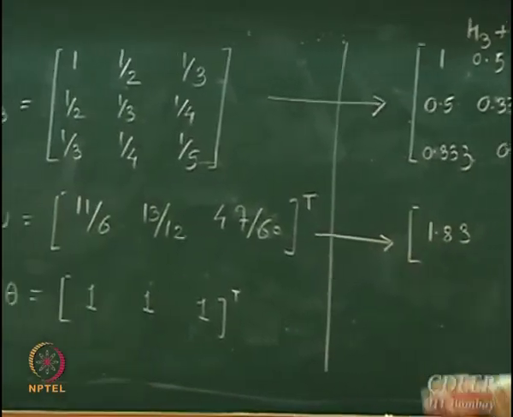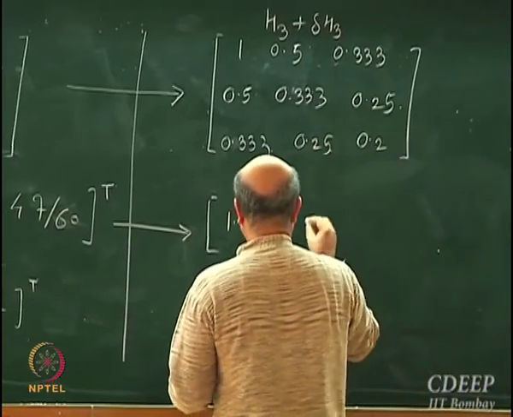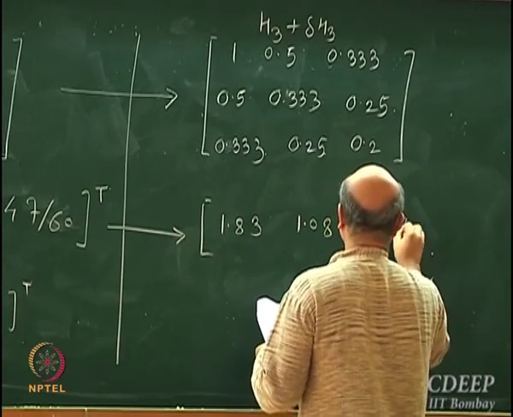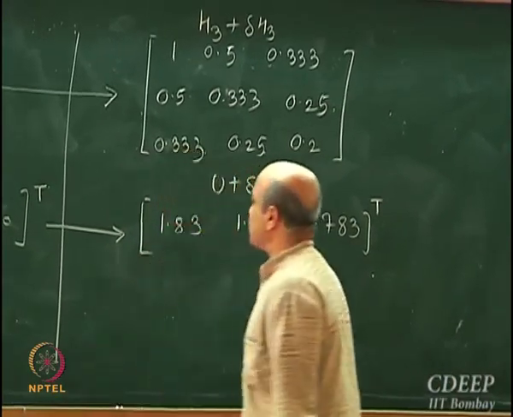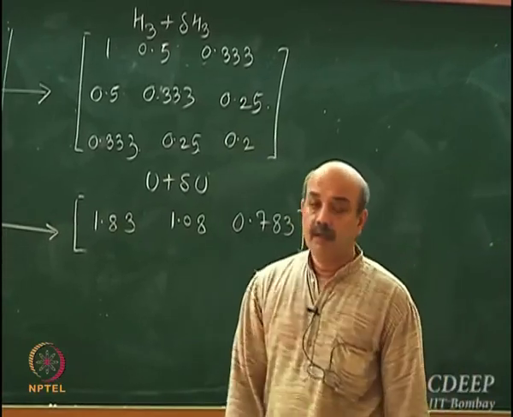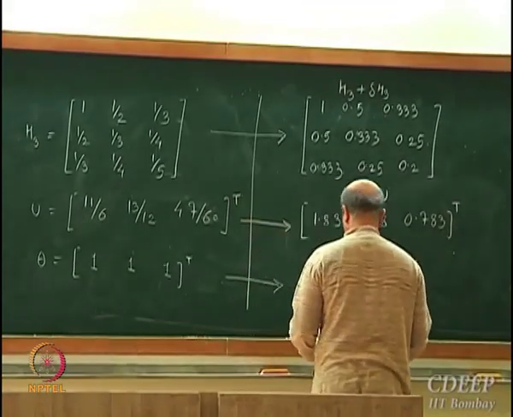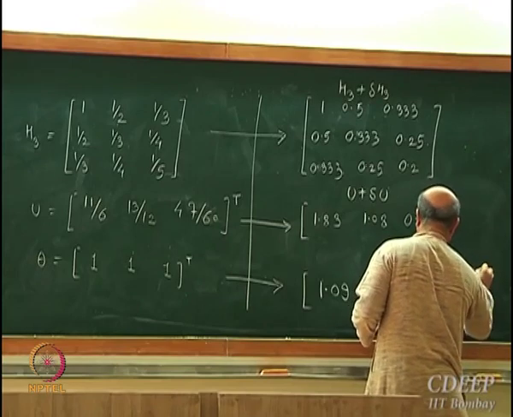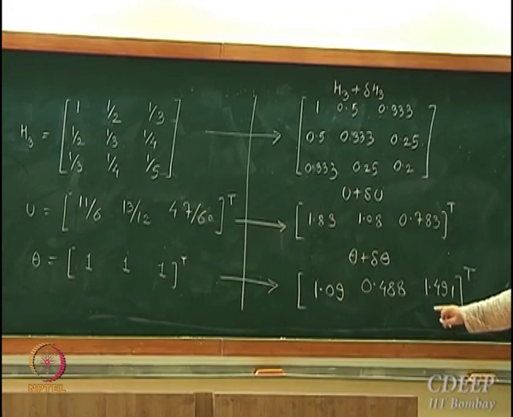which is 1.83, 1.08 and 0.783. Actually what I have done is I have just truncated the fractions. So this is my U plus delta U, because I truncated. I decided to truncate and write the same equation. My solution changed so drastically, to 1.09. So this is my theta plus delta theta.